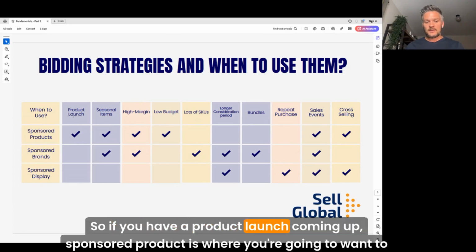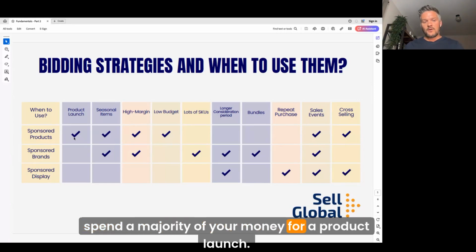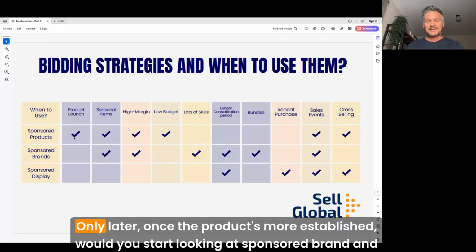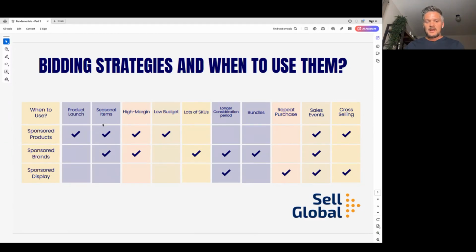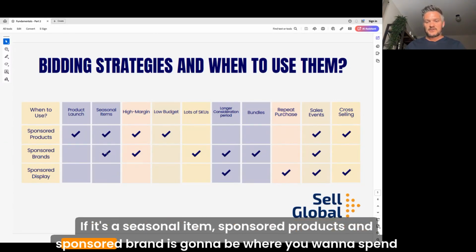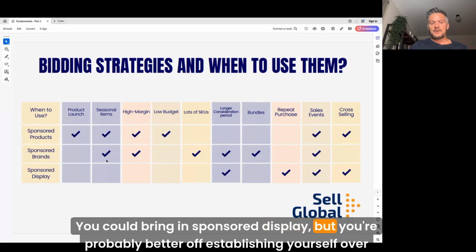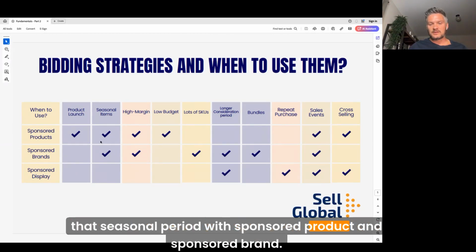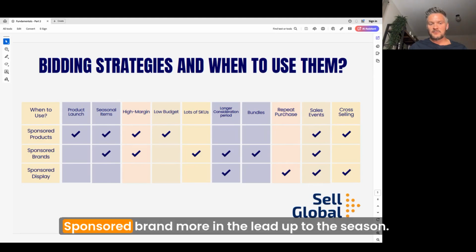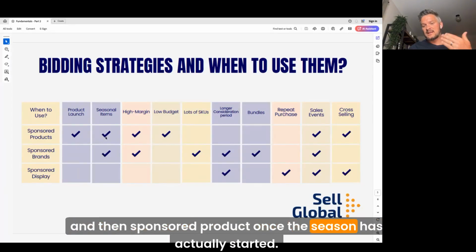So if you have a product launch coming up, sponsored product is where you're going to want to spend a majority of your money for a product launch. Only later, once the product's more established, would you start looking at sponsored brand and display. If it's a seasonal item, sponsored products and sponsored brand is going to be where you want to spend the majority of your money. You could bring in sponsored display, but you're probably better off establishing yourself over that seasonal period with sponsored product and sponsored brand. Sponsored brand more in the lead up to the season, and then sponsored product once the season has actually started.